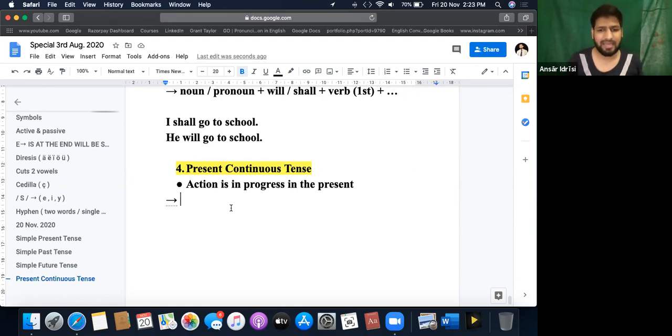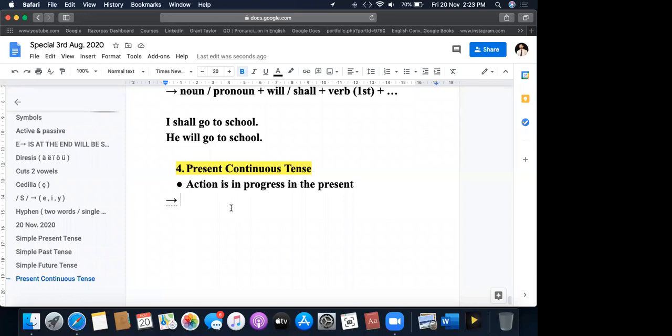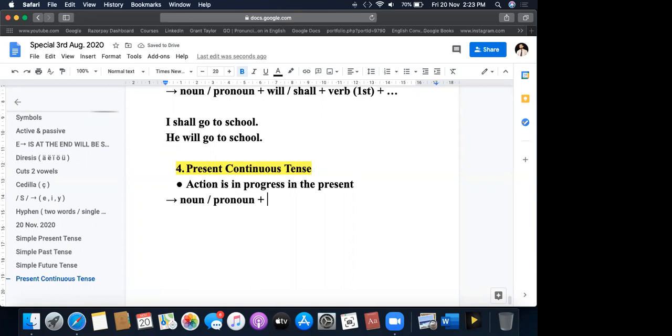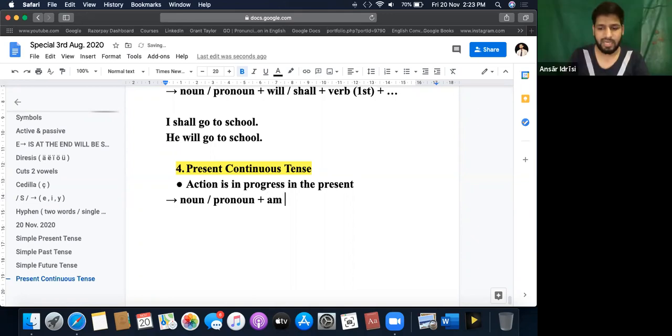And for example, what is the formula? Noun or pronoun plus helping verb plus verb plus ing plus context. Helping verb will be there: am, is, are. Am, is, are plus verb plus ing plus context.